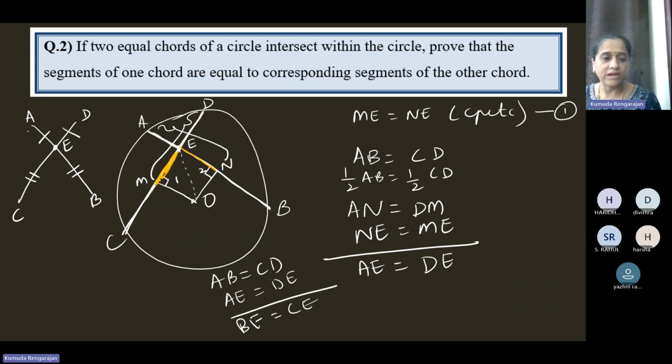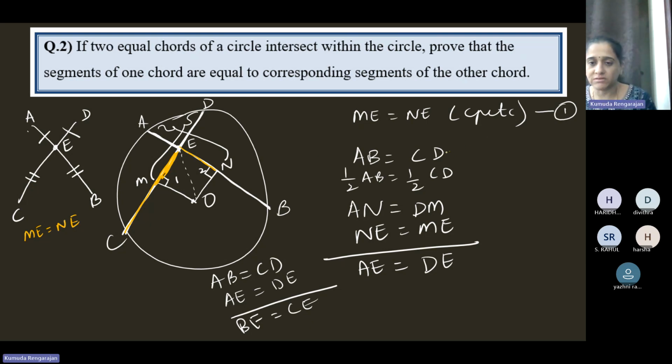So if you write CM, that is, the triangles are congruent, so ME is equal to NE, right? Are we okay till here? ME is equal to NE by CPCT, correct? Yes. ME is equal to NE by CPCT.